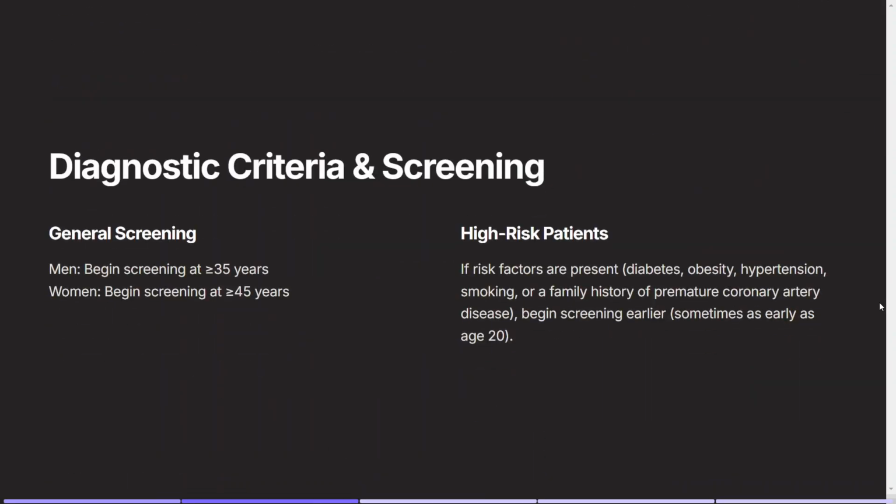These are the diagnostic criteria and screening. Generally in men, you start the screening earlier, at about 35 years of age. In some countries, about 40, but if you see 40 or 35 in the MBME exam, make sure you look out for that. In women, you can start a bit later, at 40 or 45 years of age. If there is a risk factor like diabetes, obesity, smoking, or family history of stroke or myocardial infarction, you can start as early as 20. And if there are genetic risk factors, you can then start as early as 2 years old.